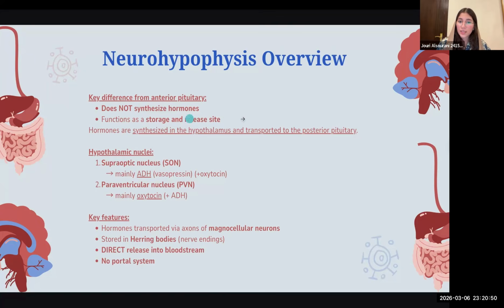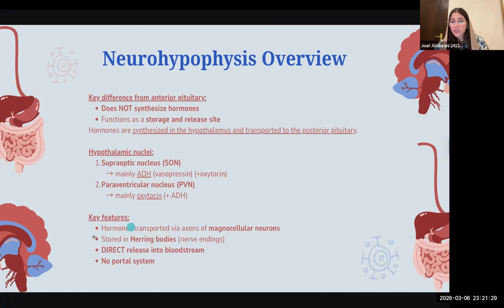So hormones will be synthesized in the hypothalamus and then they'll be transported to the posterior pituitary gland. And then the posterior pituitary gland will just store them and release them. We have two main hypothalamic nuclei, which work with each of the posterior pituitary hormones. We have supraoptic nucleus, which mainly regulates ADH or vasopressin, and we have the paraventricular nucleus, which mainly regulates oxytocin. Although both nuclei work on both hormones, SON mainly has to do with ADH and PVN mainly has to do with oxytocin, okay?